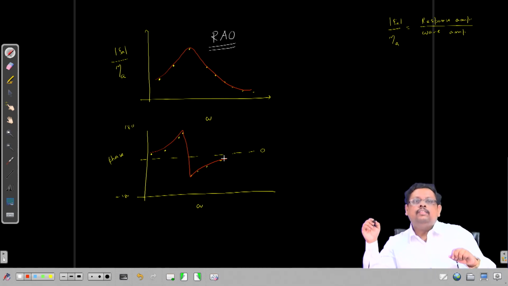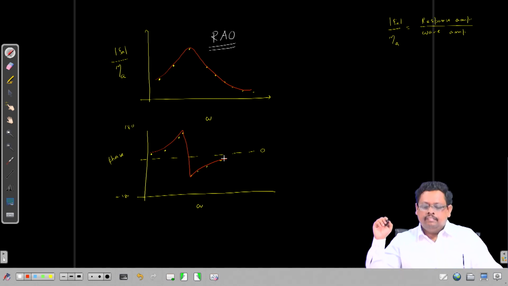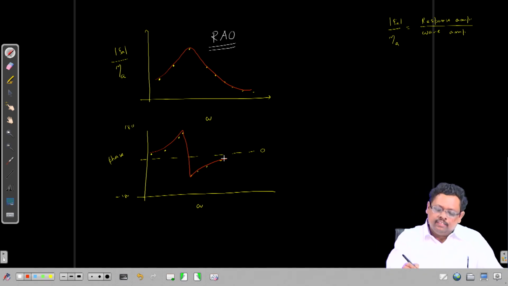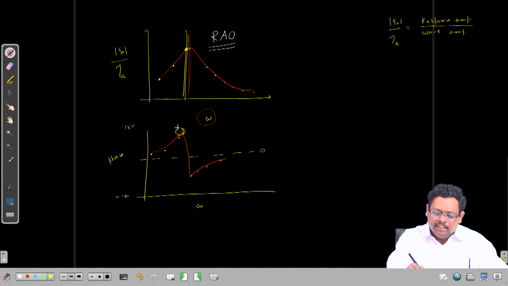Now, this gives you very important information about the ship. It will tell you at which frequency the ship might have the peak response, right. So, in this case it is, let us say, here, and at that moment of time, what is the phase? Let us say it is here. At this peak point, let us try to physically get the meaning of what is actually happening. Here when the response is maximum, we can see that there is a 100 degree phase lag. So, what is happening?